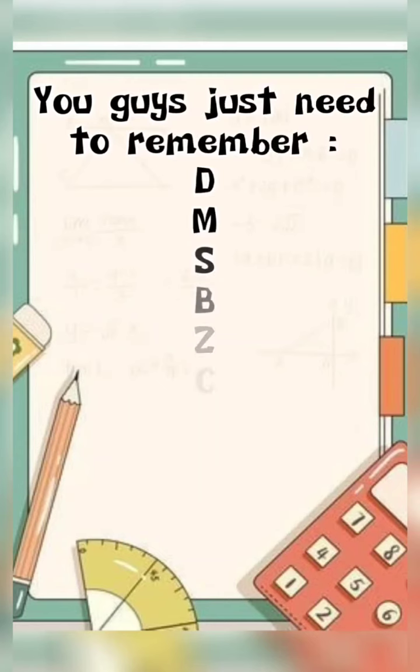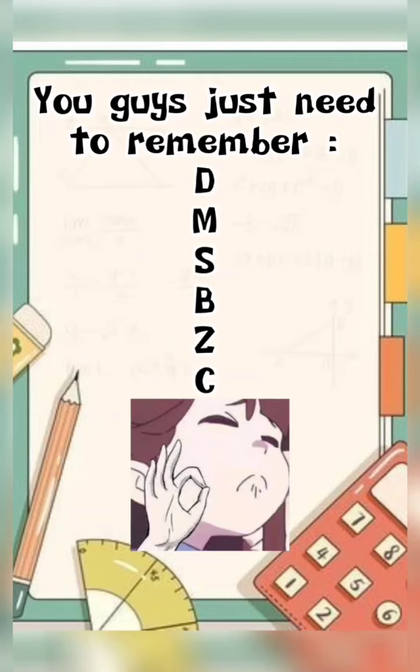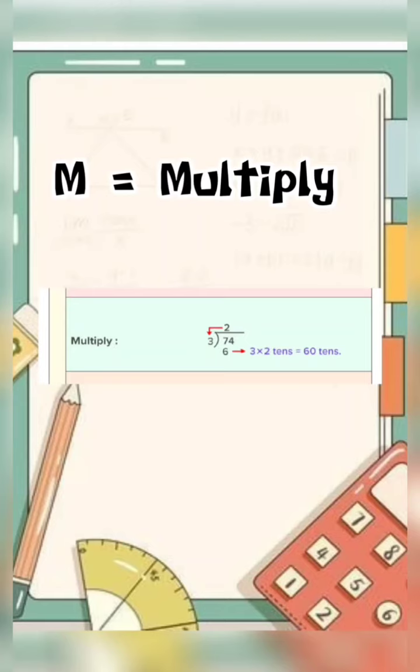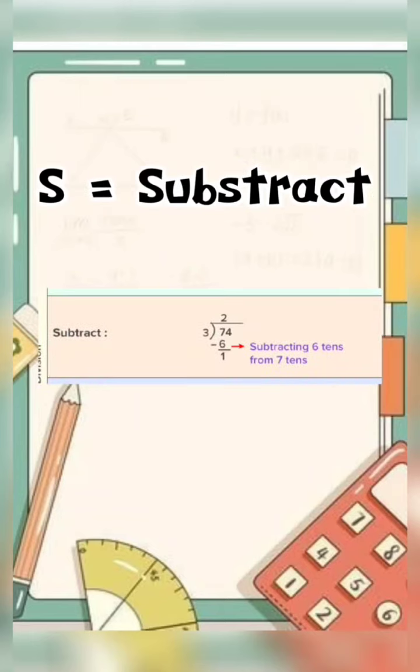You just have to remember D, M, S, B, Z, C. And what do these stand for? D stands for divide. Check if this digit is greater than or equal to the divisor, then divide it by the divisor and write the answer on top as the quotient. M stands for multiply. We multiply the quotient and the divisor to get the result. S stands for subtract, which means subtract the result from the digit and write the difference below.